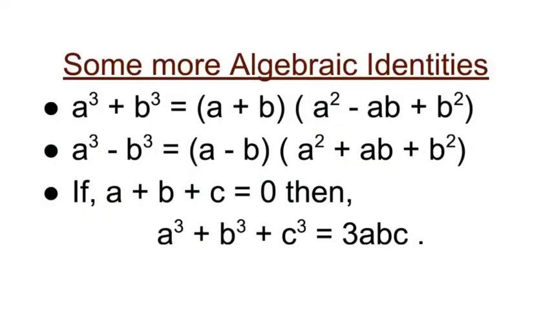Some more algebraic identities. A cube plus b cube is equal to a plus b into a square minus ab plus b square. A cube minus b cube is equal to a minus b into a square plus ab plus b square. If a plus b plus c is equal to 0, then a cube plus b cube plus c cube is equal to 3abc.